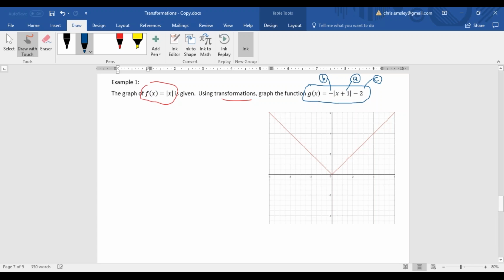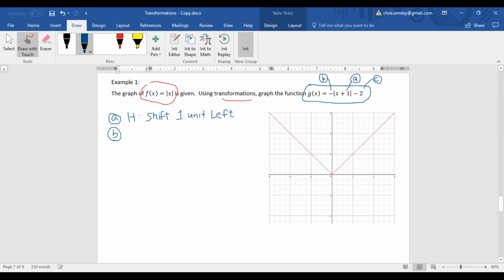So there are 3 changes happening to our original parent function. The first one is plus 1 inside the function. If it's inside the function, that means it is a horizontal change. I always like to think about, before I even start, which category this transformation is. This is a horizontal change. And since it's an addition or subtraction of a constant, that means it's a shift. And plus 1 always goes 1 unit to the left. Again, horizontal changes are kind of counterintuitive to what you might think they should be.